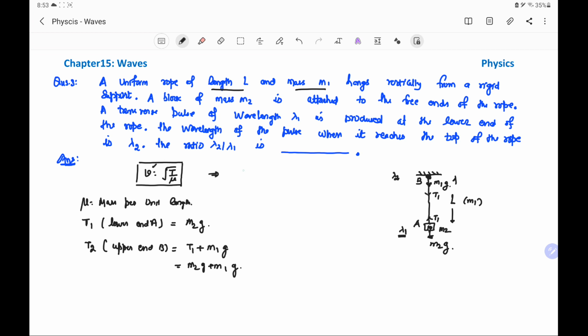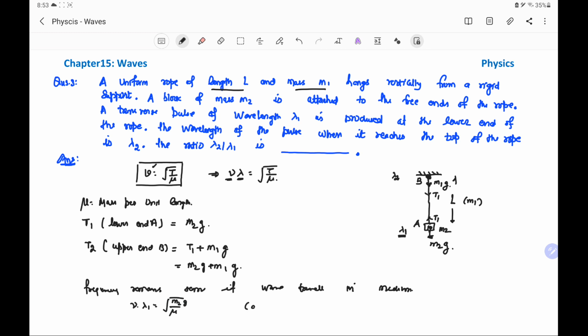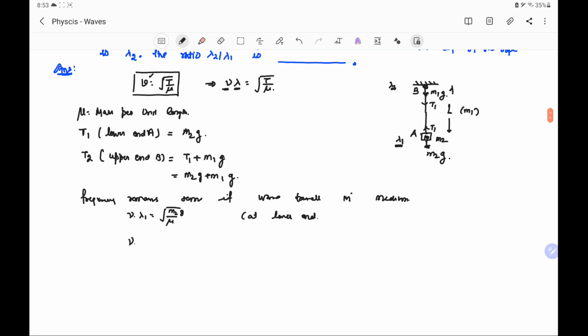We also know that velocity V equals nu into lambda, that is equal to root T by mu, where nu is the frequency of the wave and lambda is the wavelength. And we know that frequency remains same if wave travels in media. So for the first case at lower end, we can write nu into lambda 1 equal to root m2g by mu. This is at lower end. Similarly, we can write nu into lambda 2 equal to root of m1g plus m2g by mu. This is at upper end of the string.